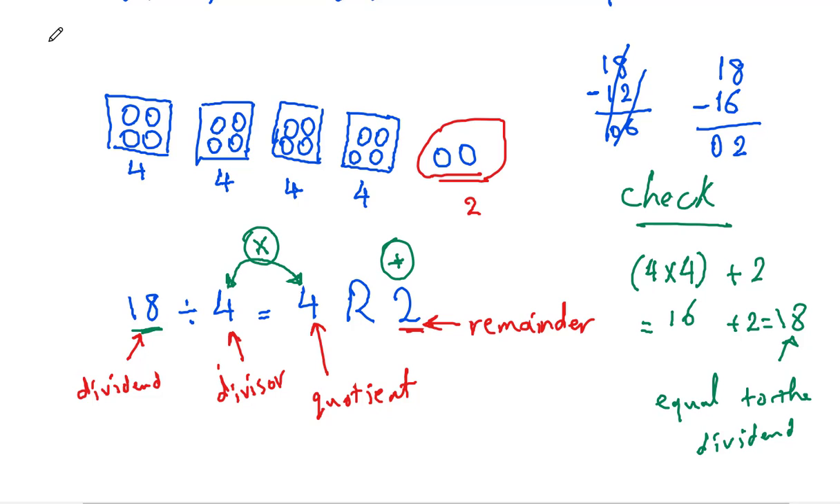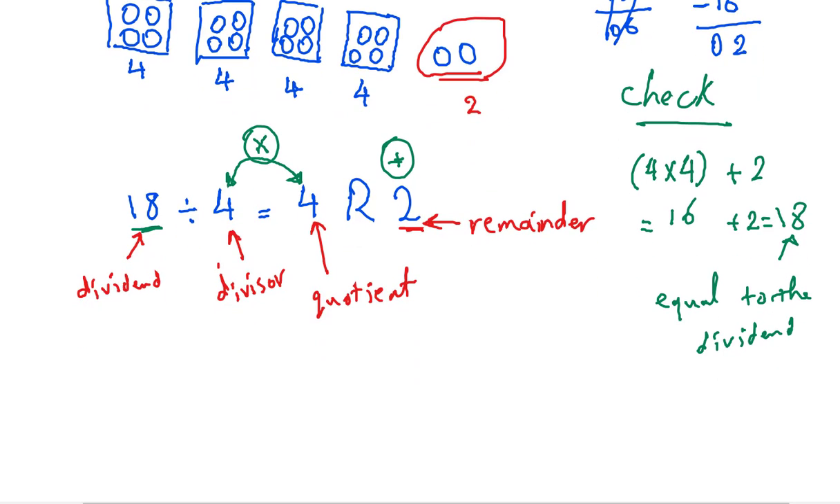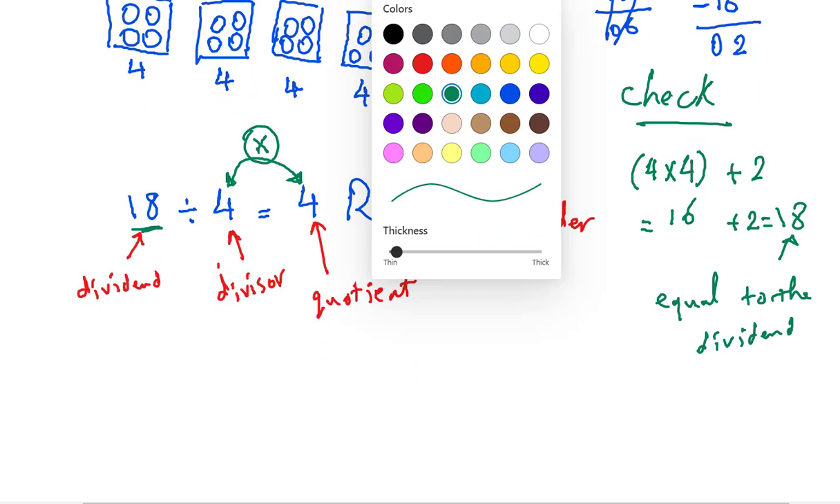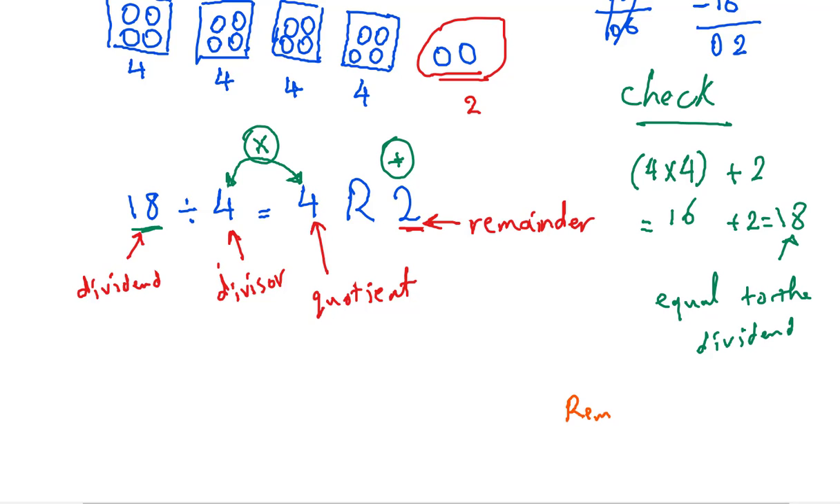But we have something else to do to check our answer, and this is very important. You should check the remainder. How to check the remainder? You should check that the remainder is less than the divisor.